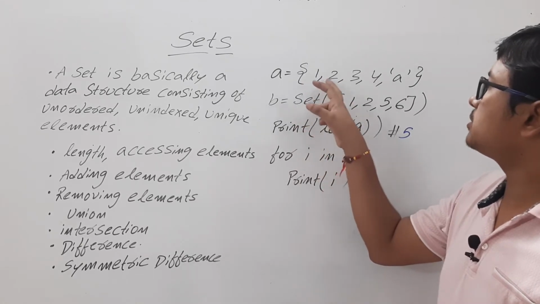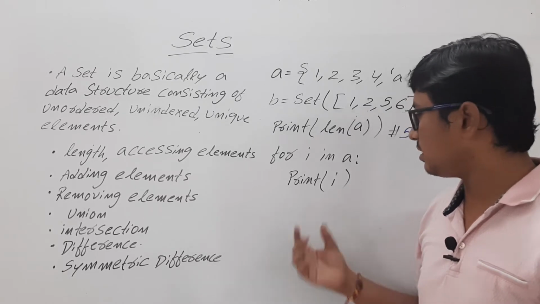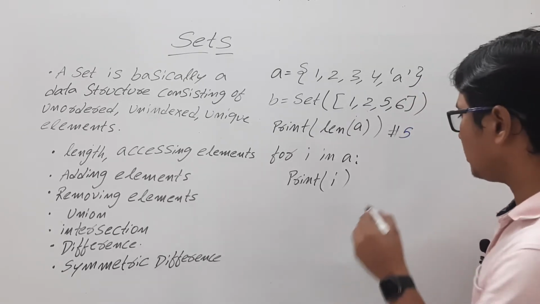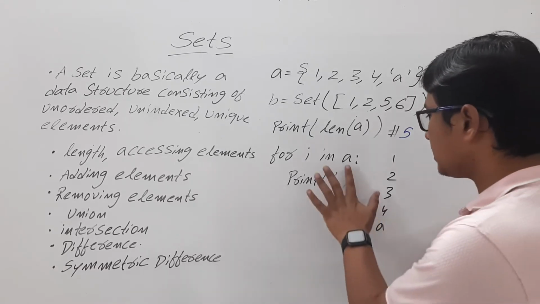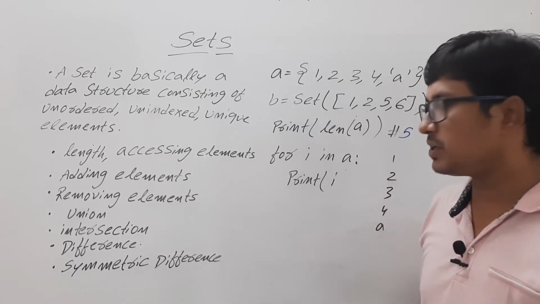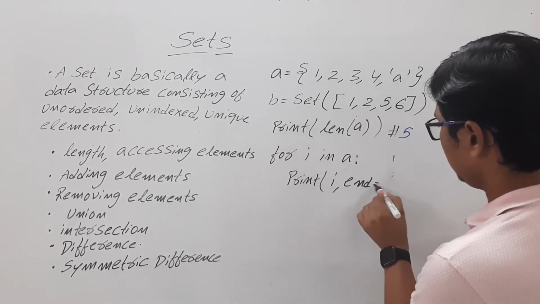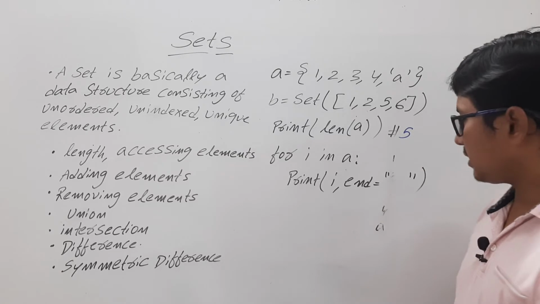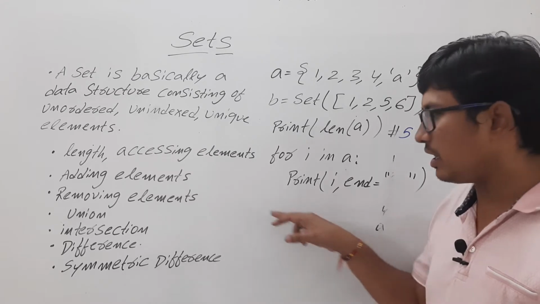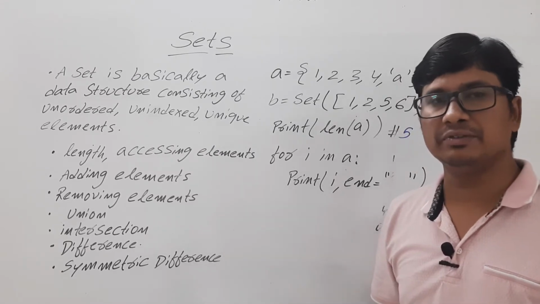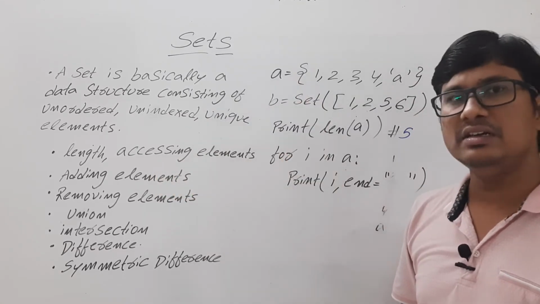Don't assume that it will display as 1, 2, 3, 4, A. It can display in any order. Okay, is it clear? If you write the statement, it will display each element on a new line. But if you want to display them in a single line by giving a space after each element, you can write end equals, within quotation marks you need to give a space. If you write like this, the elements will be displayed in a single line, one after another with a space between them. So this is the way you can access or display the elements in the set.